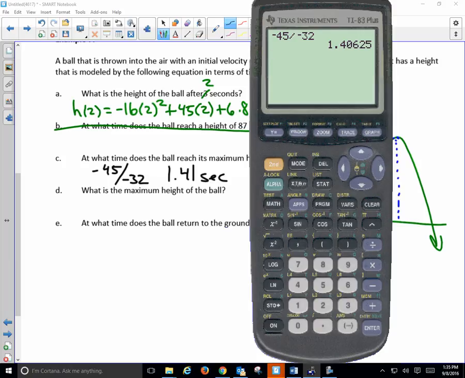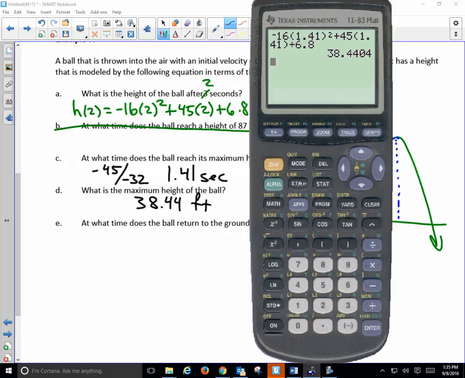So if I want to actually find the maximum height of the ball, what would I do then? I know the time it reaches its maximum height. What would I do to actually find the maximum height? I would plug that in. Negative 16 times parentheses 1.41 squared plus 45 times 1.41 plus 6.8. Got 38.44. What?